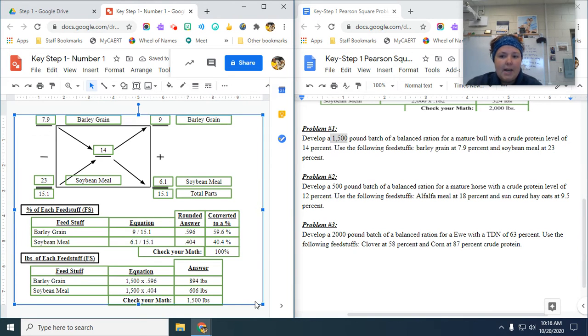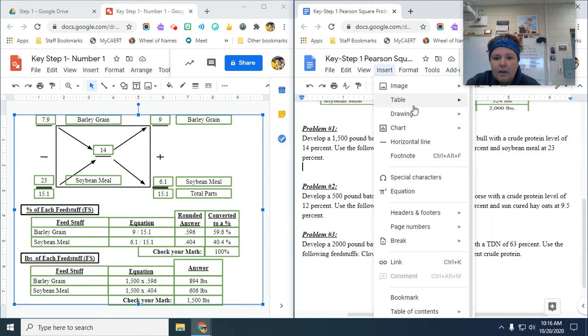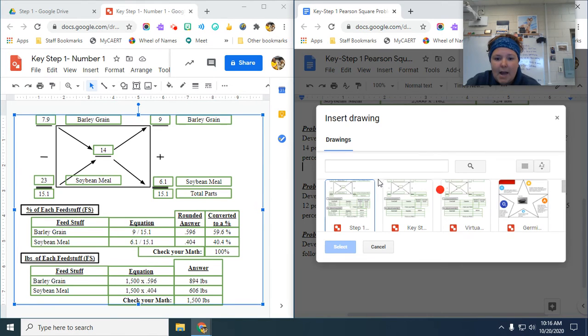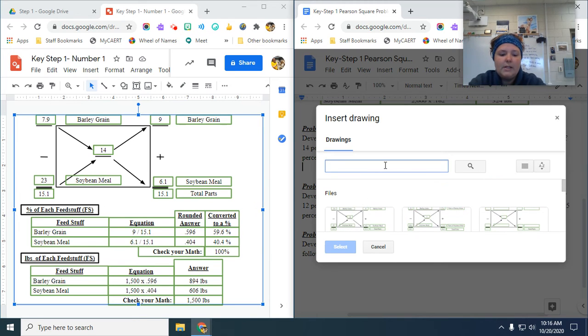You've completed it. Now what you're going to do is you are going to insert this into the drive. So let's say that this is the one that I want, or this is my worksheet that I'm working on. I'm going to hit insert, and then I'm going to hit drawing. I'm going to hit from our drive. And I titled mine key step 1. So I like to look it up. Key step 1, number 1.